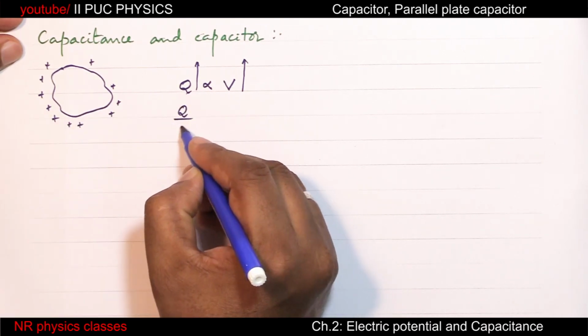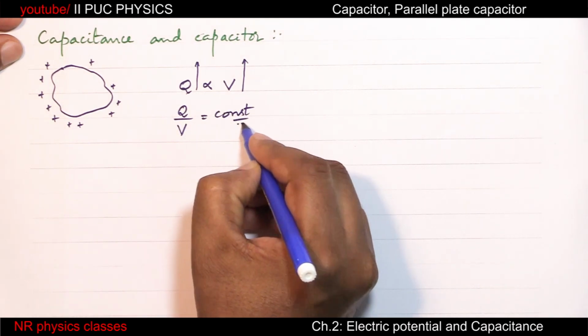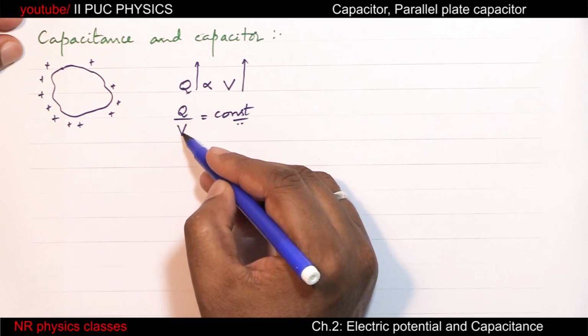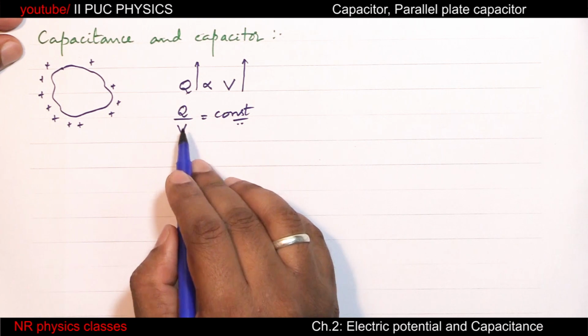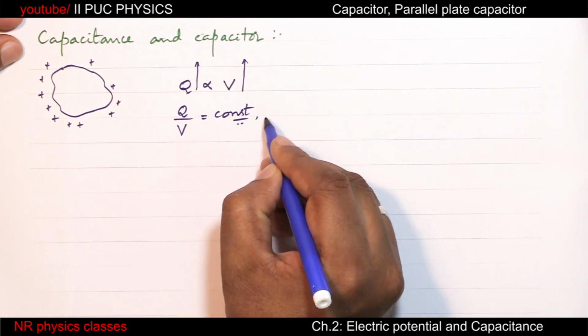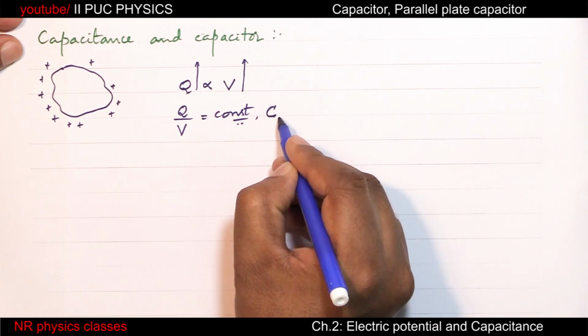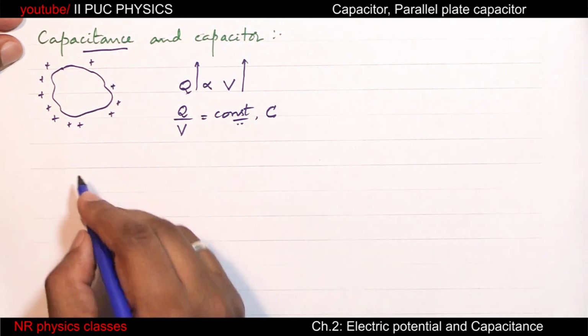Q by V is a constant. Ratio of two quantities, two variables is a constant, means those two variables are directly proportional, like this. And this constant of proportionality is denoted by C, which is called capacitance of the conductor.